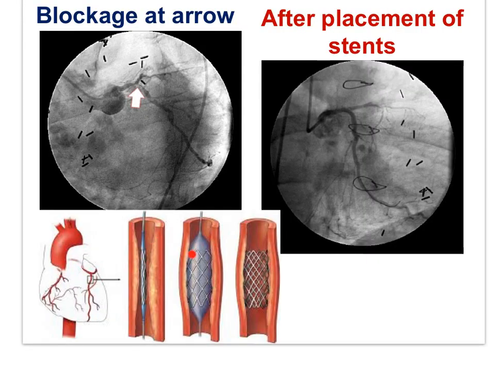Stents, structures seen here, are also used to open blocked vessels. In the image on the left, we can see a blocked vessel, and here we see that the vessel is allowing blood flow after a stent was inserted.